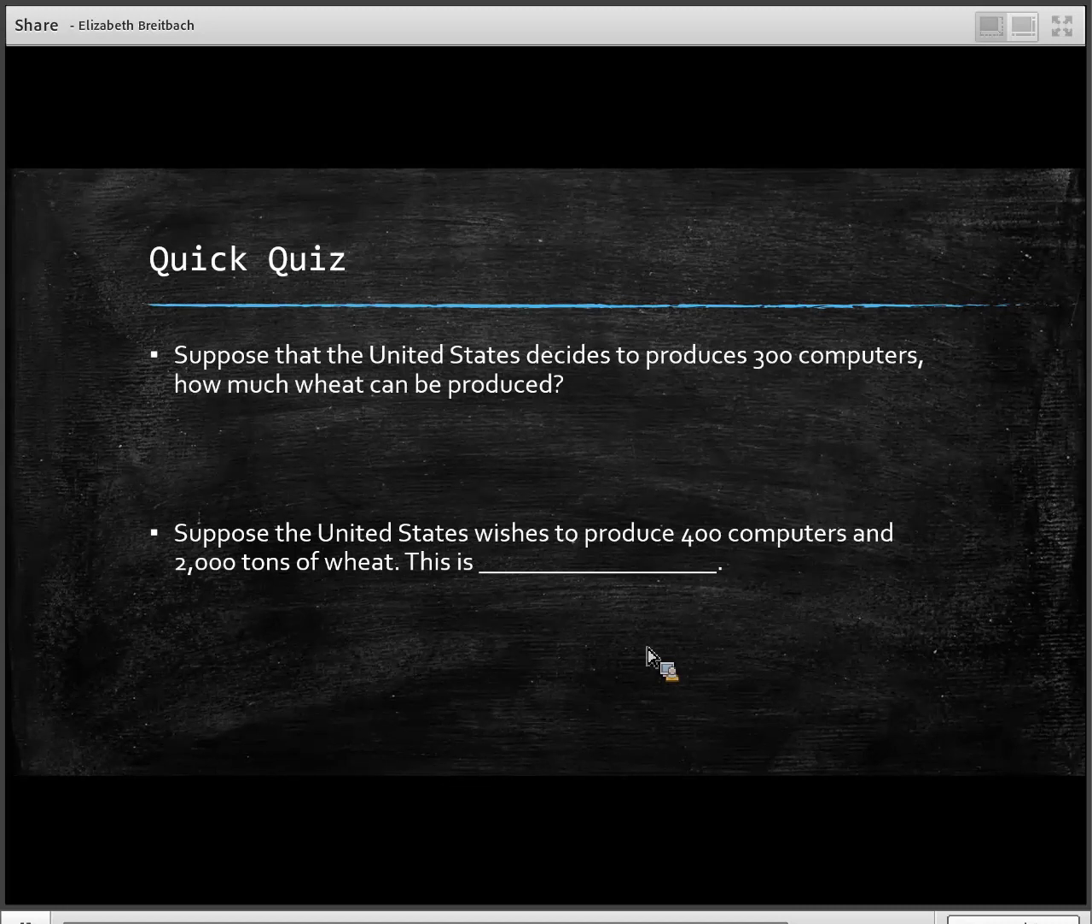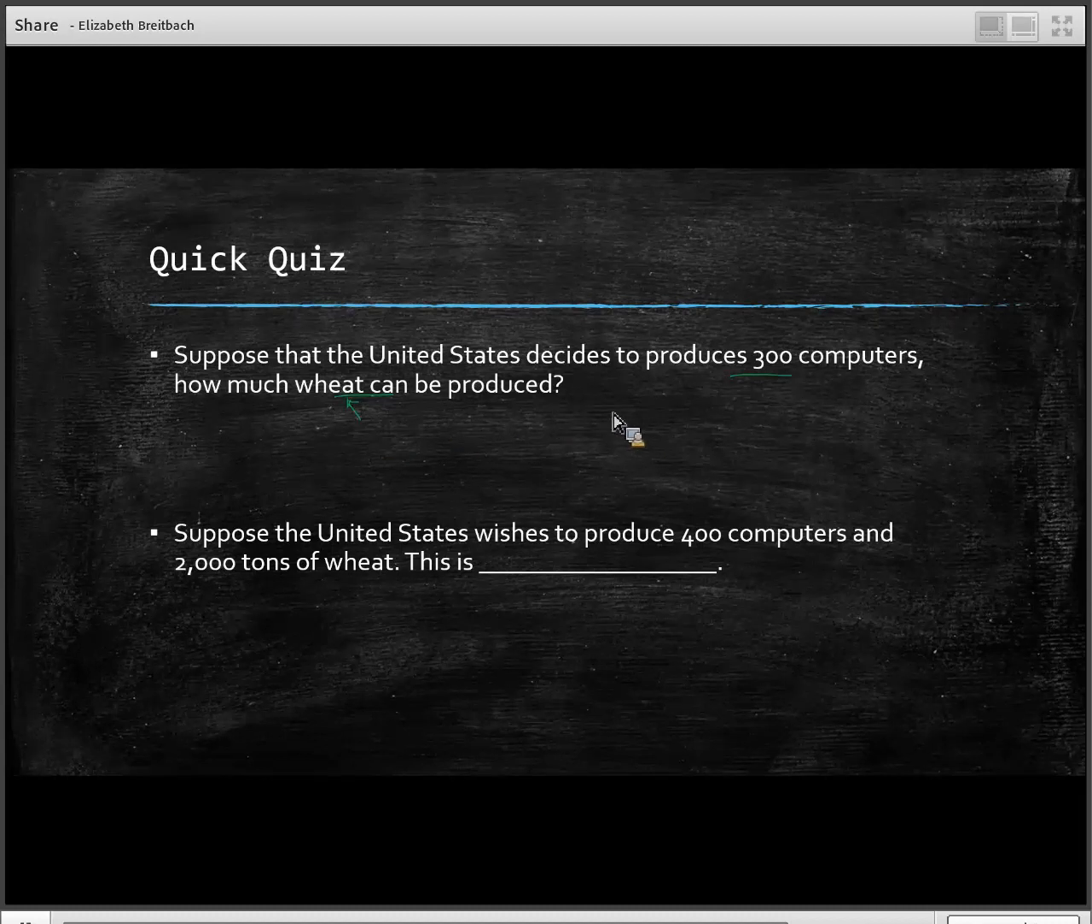All right, so hopefully you paused and you went through these questions. All right, so for the first one, suppose that the United States produced 300 computers. How much wheat can be produced? Well, the first thing we need to do is determine how much time do we have to allocate towards the production of wheat, right?